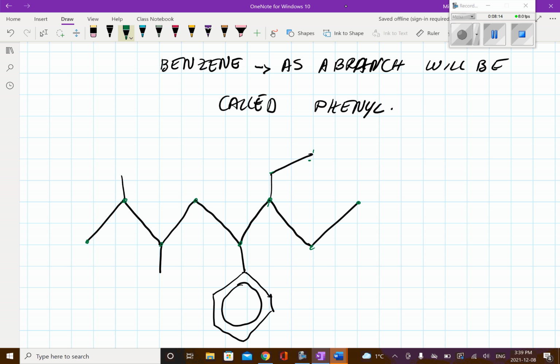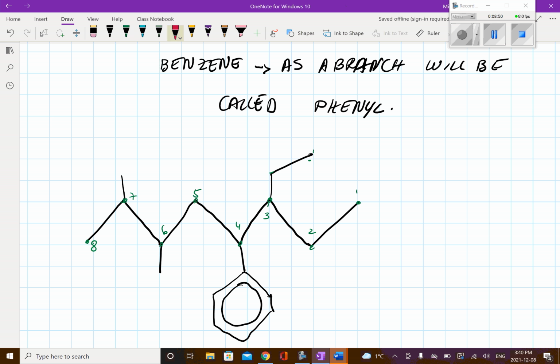We can start from left to right or from right to left. We'll start numbering carbons with the first one to see the first branch. So if we start numbering carbons as 1, 2, 3, 4, 5, 6, 7, 8, then the first branch will be on number 3.